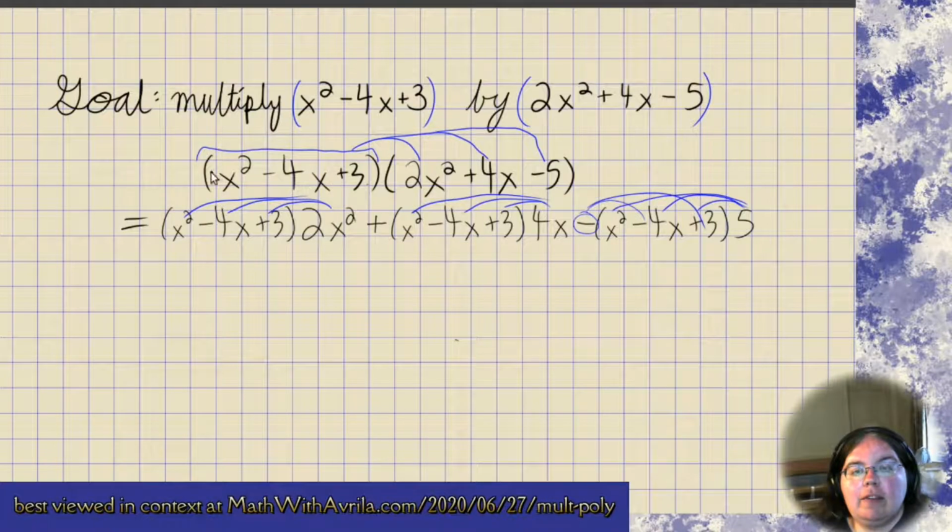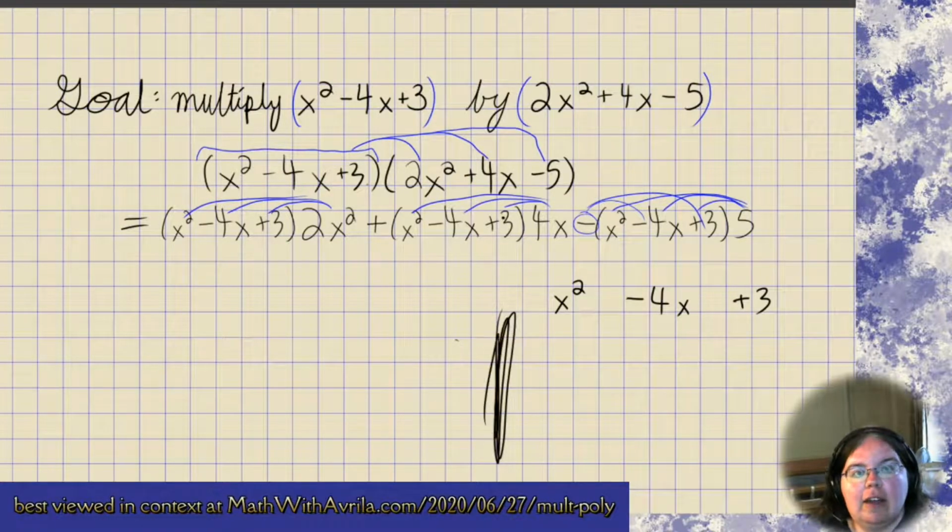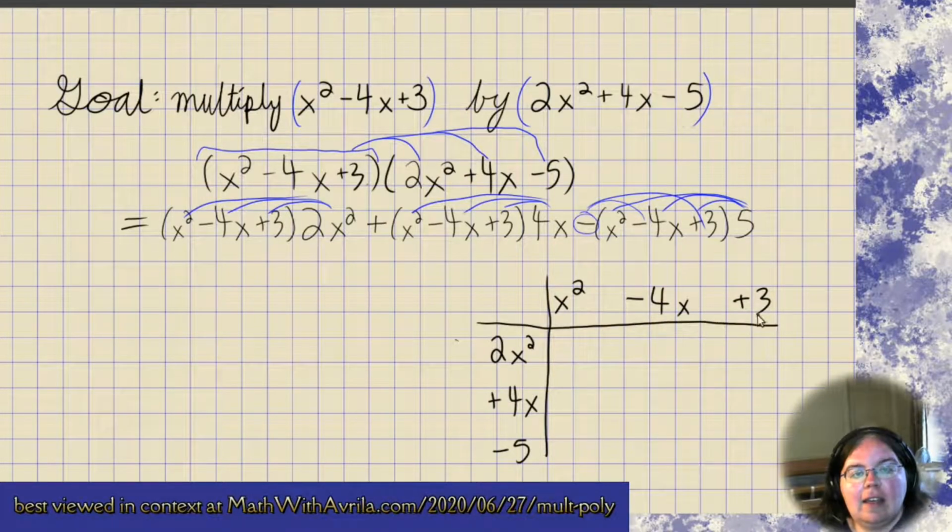So I'm going to just pick the first one, it actually doesn't matter, and write it horizontally like it was there. x squared minus 4x plus 3, a little more spaced out. Now I'm going to take the other one and write it vertically over in this area next to that. And so we'll have 2x squared plus 4x minus 5. What I'm going to do with these terms is use them as row and column headers.